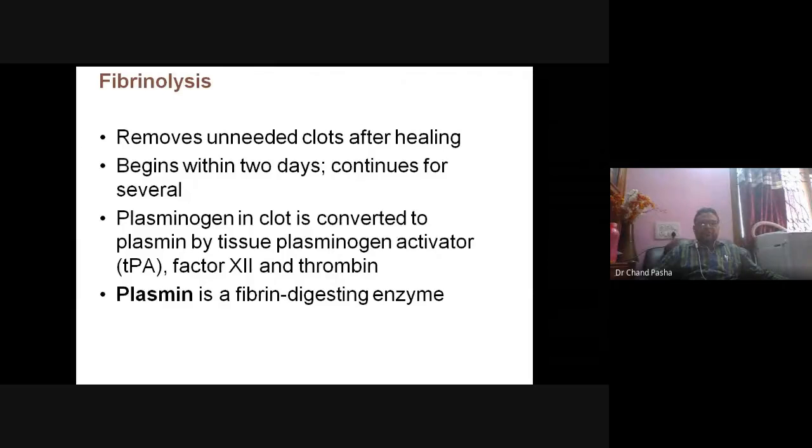For this, plasminogen in the clot is converted into plasmin by tissue plasminogen activator, TPA. TPA is produced by factors, factor 12 and thrombin playing a very important role here. Plasmin is the fibrin digesting enzyme. Once plasmin is produced, fibrin is cleaved, and once it is cleaved, the clot is broken down.